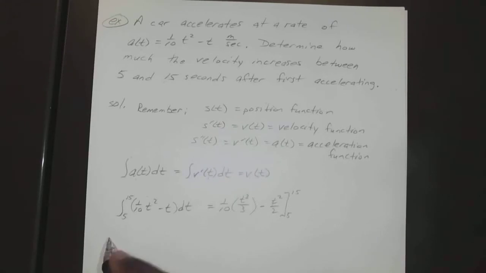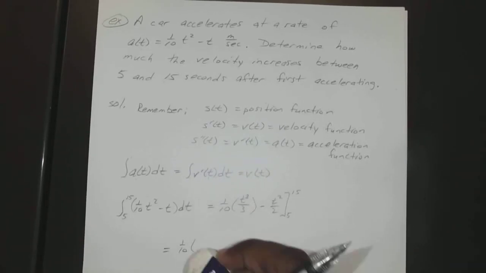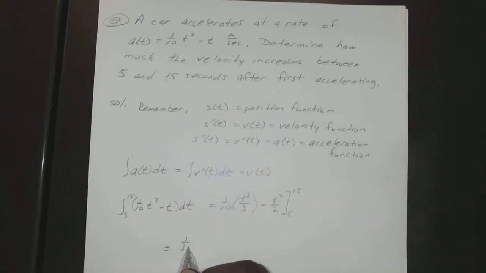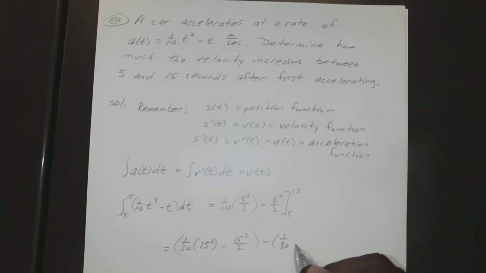Okay, so we plug in our 15 and go ahead and move that over a little bit. So we have 1 over 10, and if you want, like I say, you can go ahead and make that 1 over 30, times 15 to the third power minus 15 squared over 2, minus, now we plug in our 5, 1 over 30 times 5 to the third power minus 5 squared over 2.